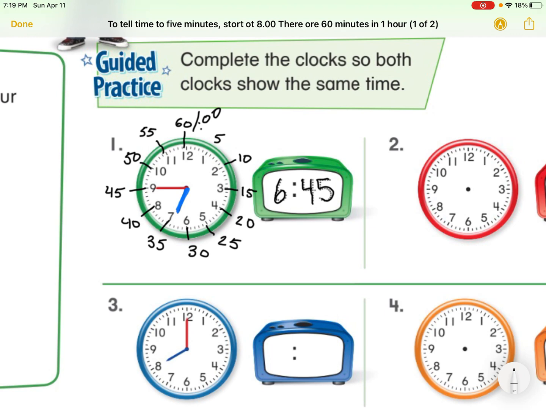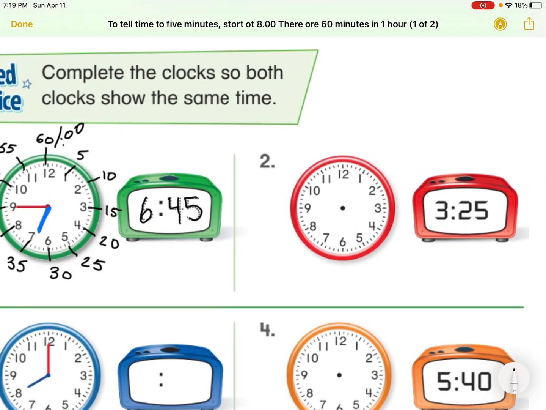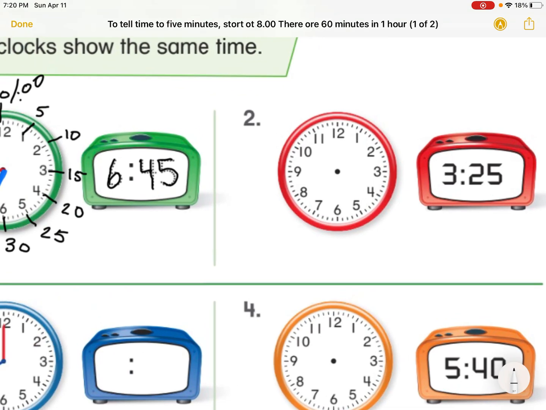So they are correct. It is 6:45 because the 9 is 45 minutes. So go ahead and pause the video and count by 5s on your clock. This is really going to help you when it comes to telling time with minutes. Let's go ahead now and move to number 2.